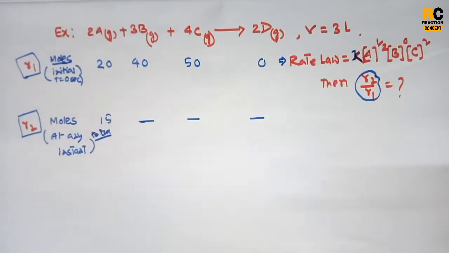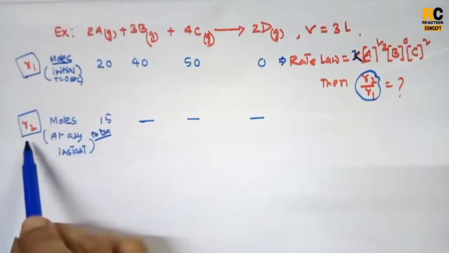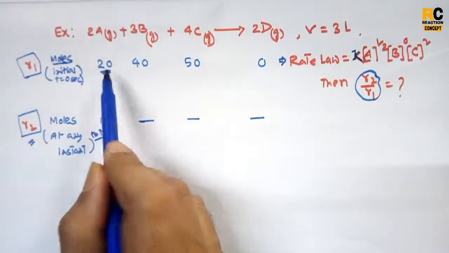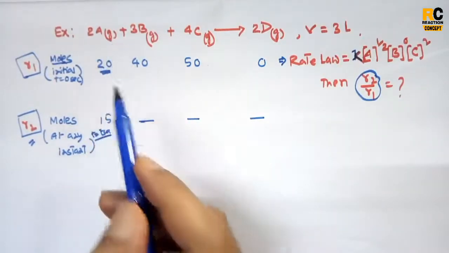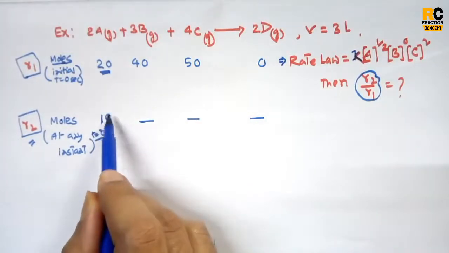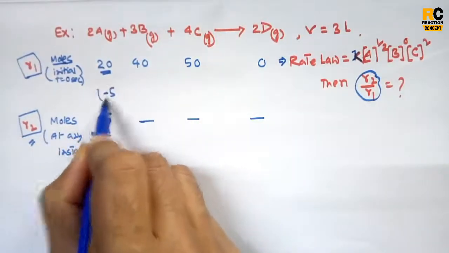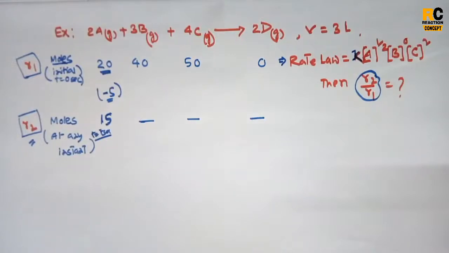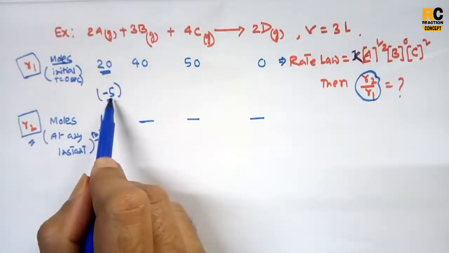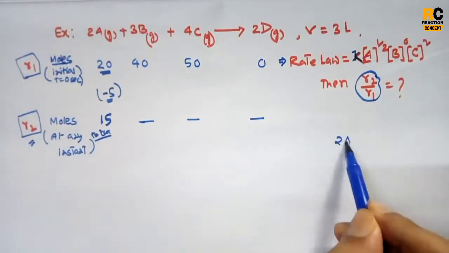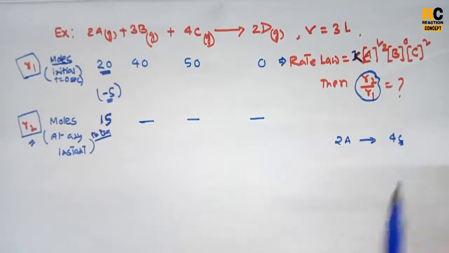So from the given data of the moles of the reactant, we can find out the concentration of the reactant at an instant t. You see here 20 moles of A is there at the initial condition. At the instant t equal to t second, 15 moles of A is there. That is, 5 moles of A is reacted. From the stoichiometry we can say 2 moles of A can react with 4 moles of C.